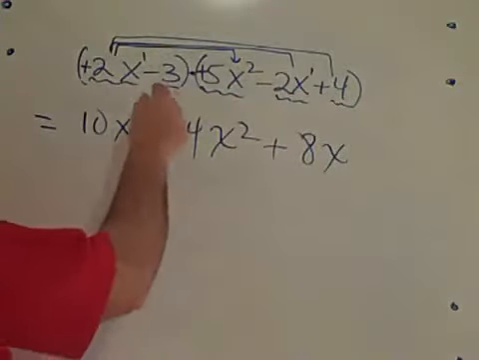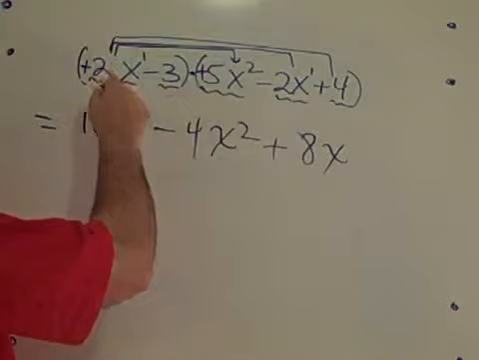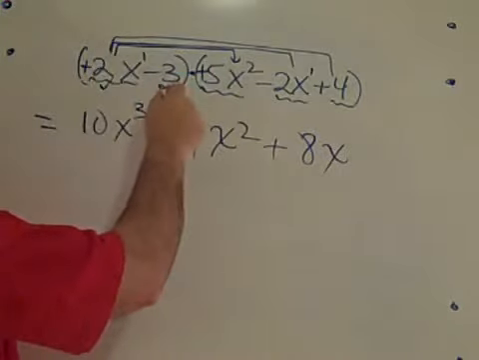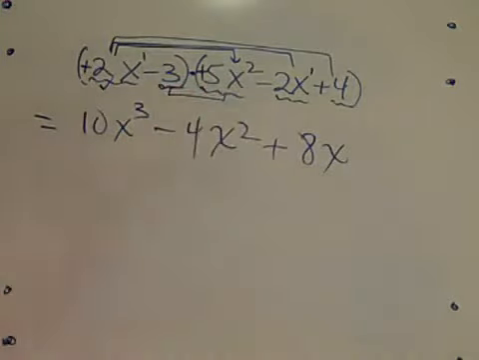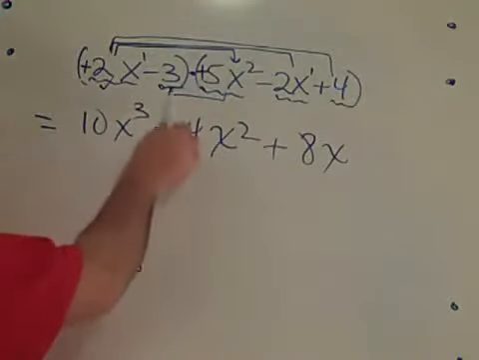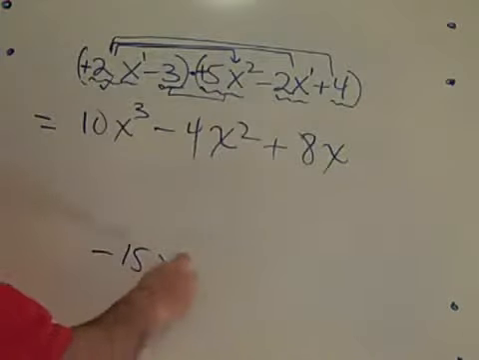So we move on to the negative 3. We're done with the 2x. We now go to the negative 3. Negative 3 times positive 5x squared. Well, the negative times the positive, that's a negative. 3 times 5, that's 15. Don't forget to multiply by x squared.